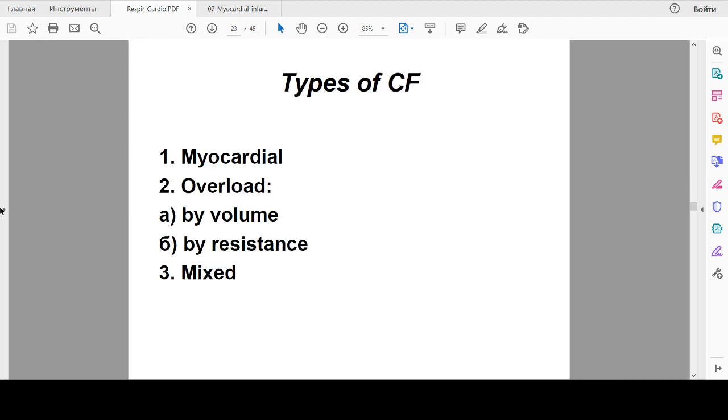So, how do we classify cardiac failure? According to previously given reasons, we may classify it into myocardial, overload by volume or resistance, or mixed type. Now let's see what types are included in each one.